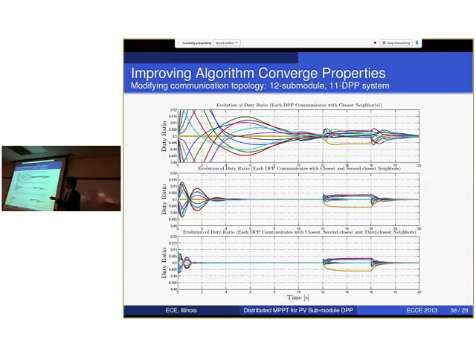So basically, we are somewhere like this. As the number of converters and submodules increases, you definitely have slower convergence. But through redundant communication, we can actually improve its property. So it's not very bad, I think.